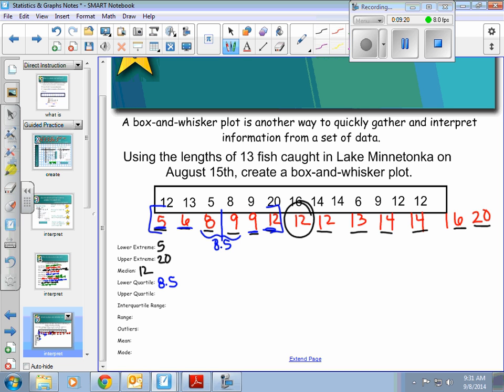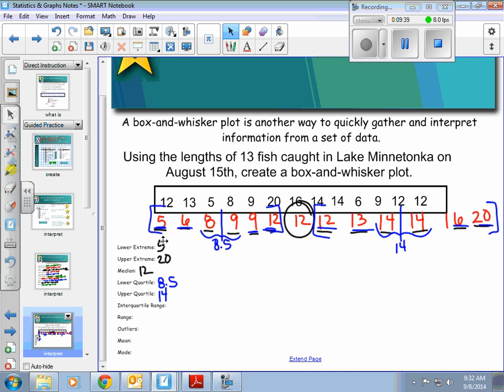Then to find the upper quartile, I'm only looking at the top half. So same thing, I go 1, 2, 1, 2. Once again, this time I'm in between 14 and 14. Well, what number is in between 14 and 14? 14.